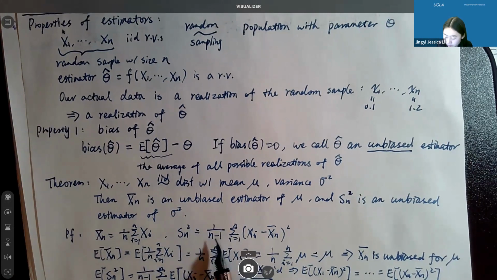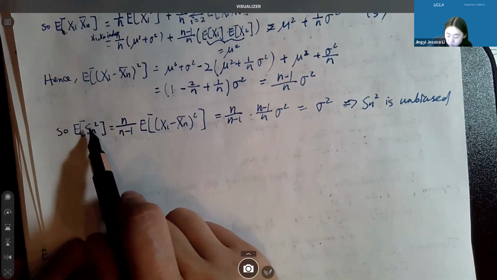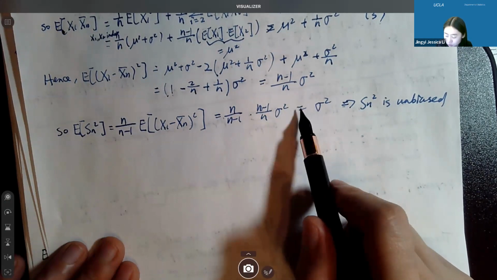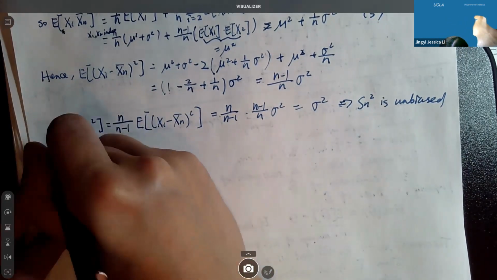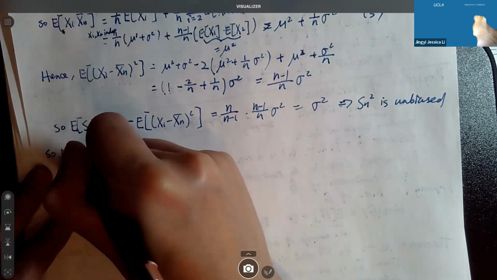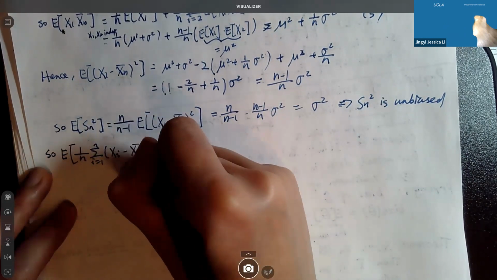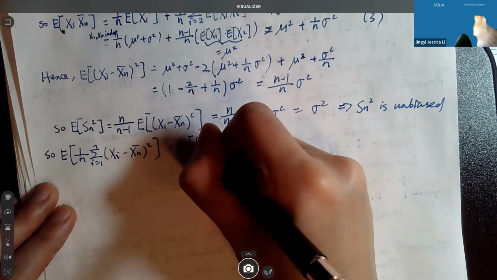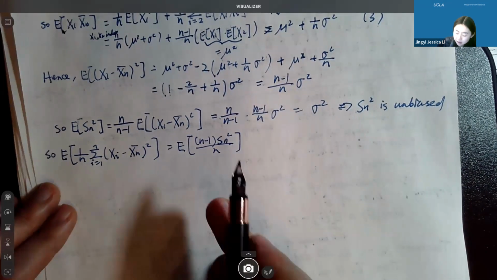Because if you change to 1 over n, you're going to multiply this by n minus 1 and divide by n. Then you can see correspondingly, if you multiply this by n minus 1 divided by n, then the expectation will also be multiplied by n minus 1 divided by n. So you're going to have a biased estimator instead of unbiased. So let me just write this down. If you have this estimator, 1 over n, this is your estimator instead of Sn squared, it's basically Sn squared multiplied by n minus 1 divided by n. That's how you can go from here to here.